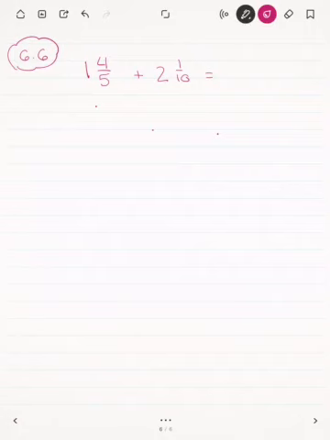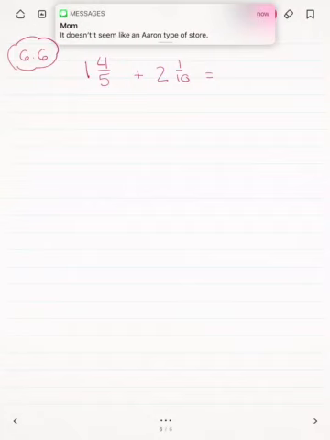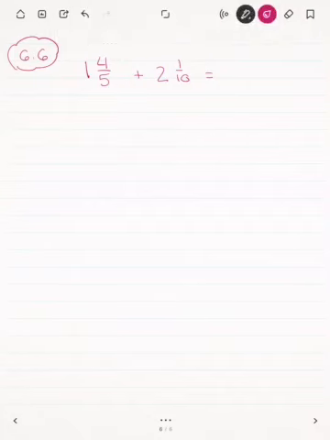Step 1, they're showing us, you can just estimate it. 4/5 is close to 1 whole because 5/5 is 1. So this is close to 2, and 2 1/10 is also close to 2. So your estimate would be 2 plus 2. So if we get close to 4, we know that we are in the right ballpark.